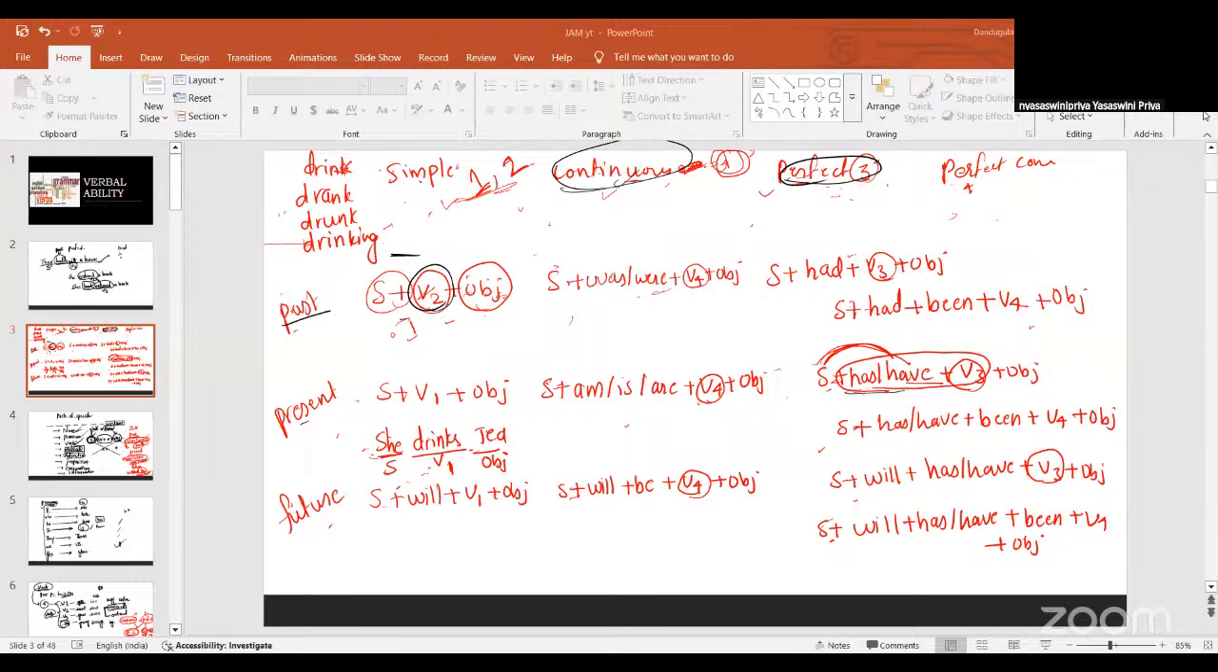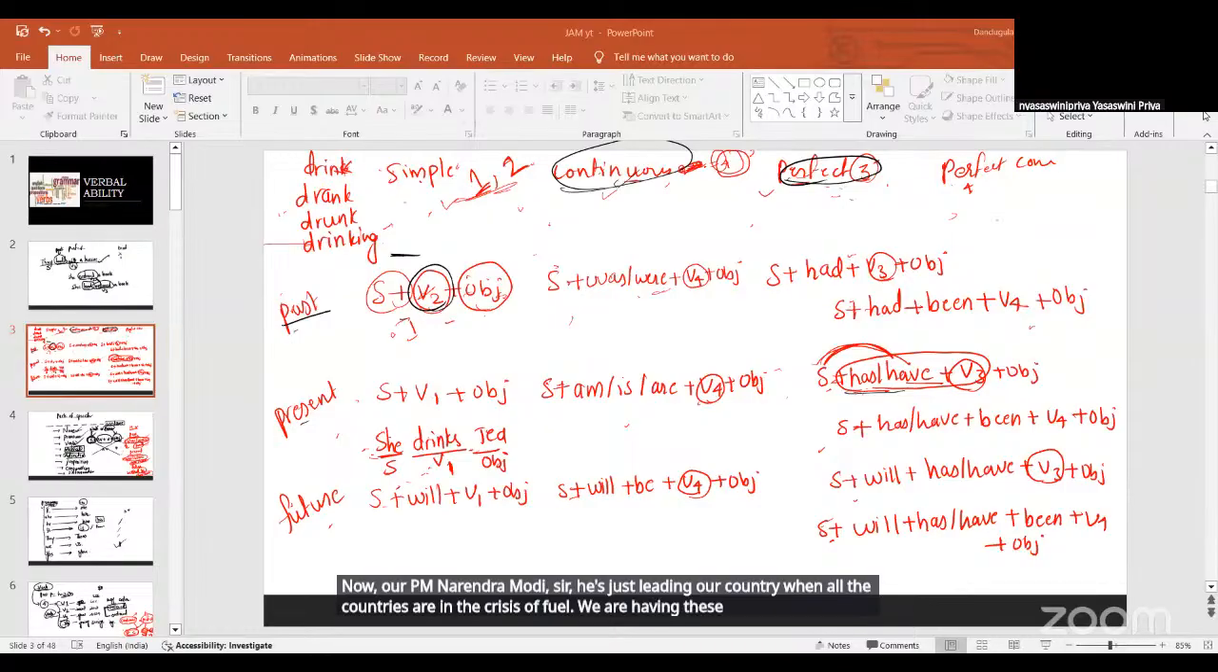Yeah, I will support Raju because our PM Narendra Modi sir is leading our country when all the countries are in a crisis of fuel. We are not having this fuel crisis because of Narendra ji sir, as he is communicating with different countries in the world.